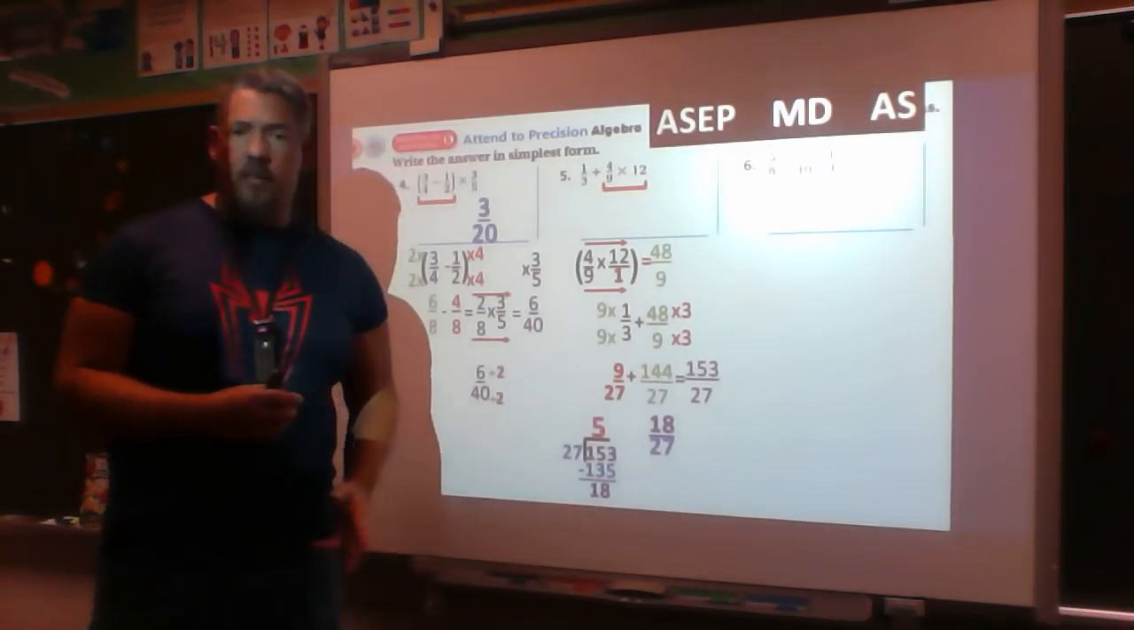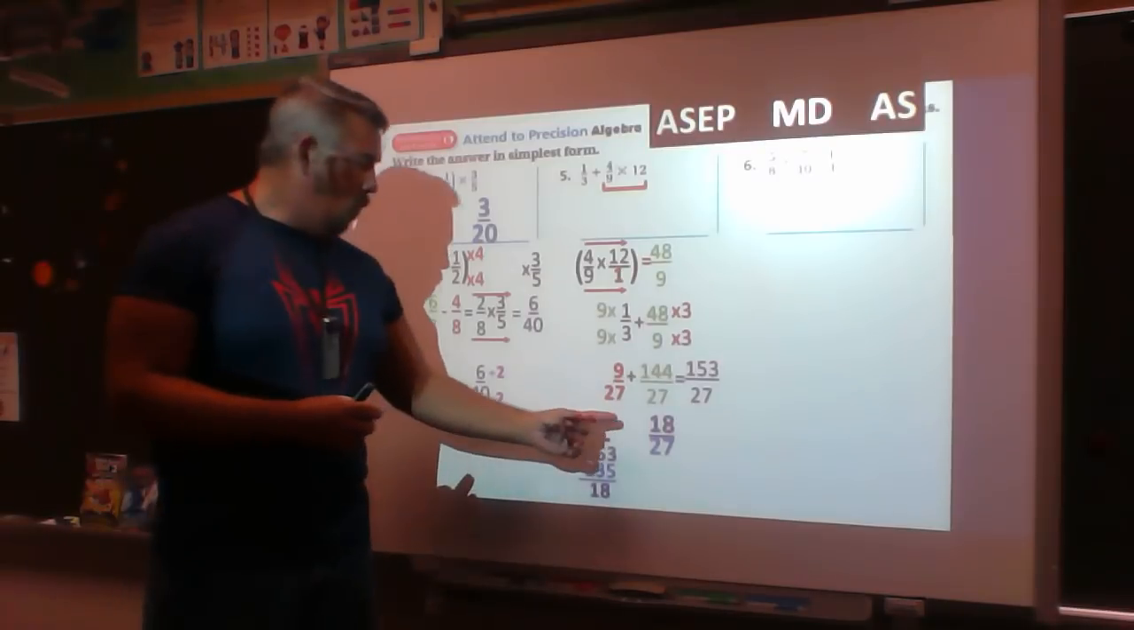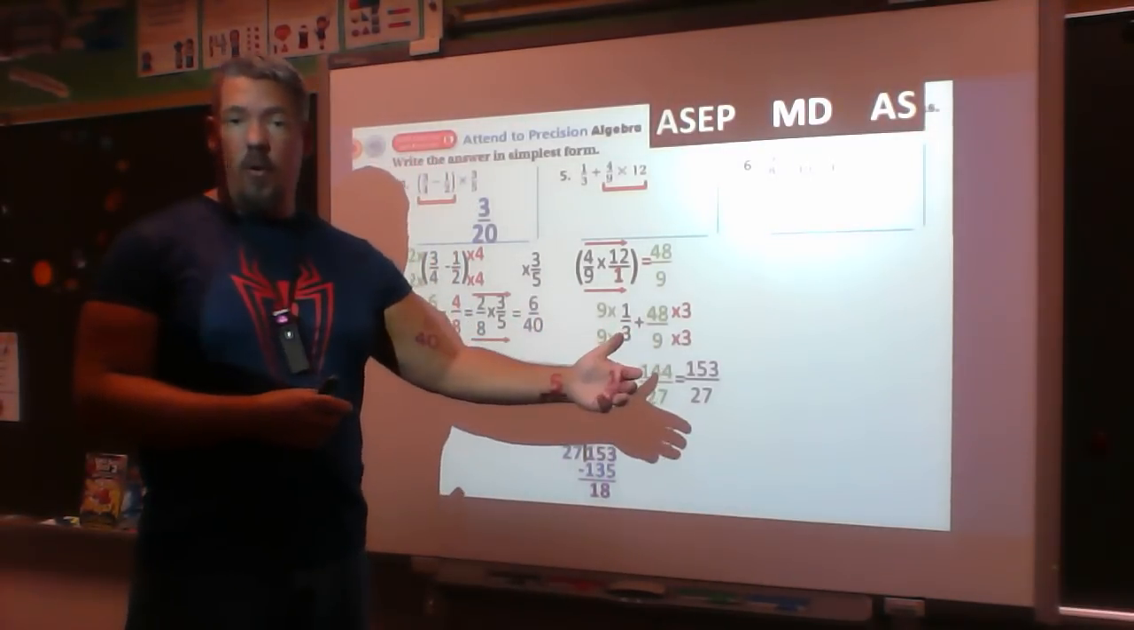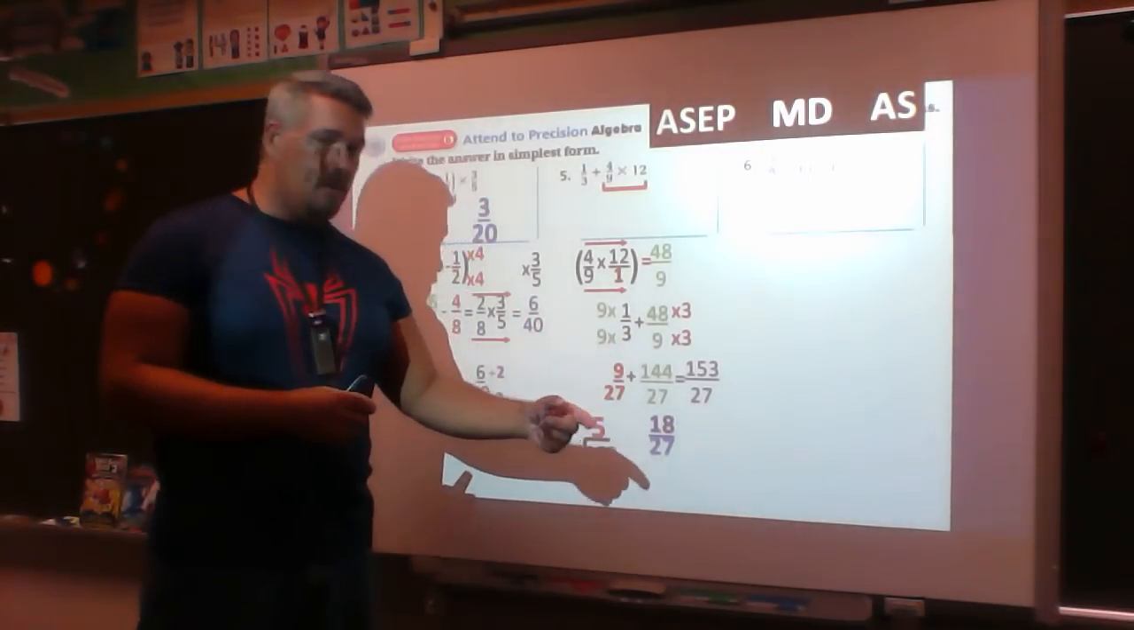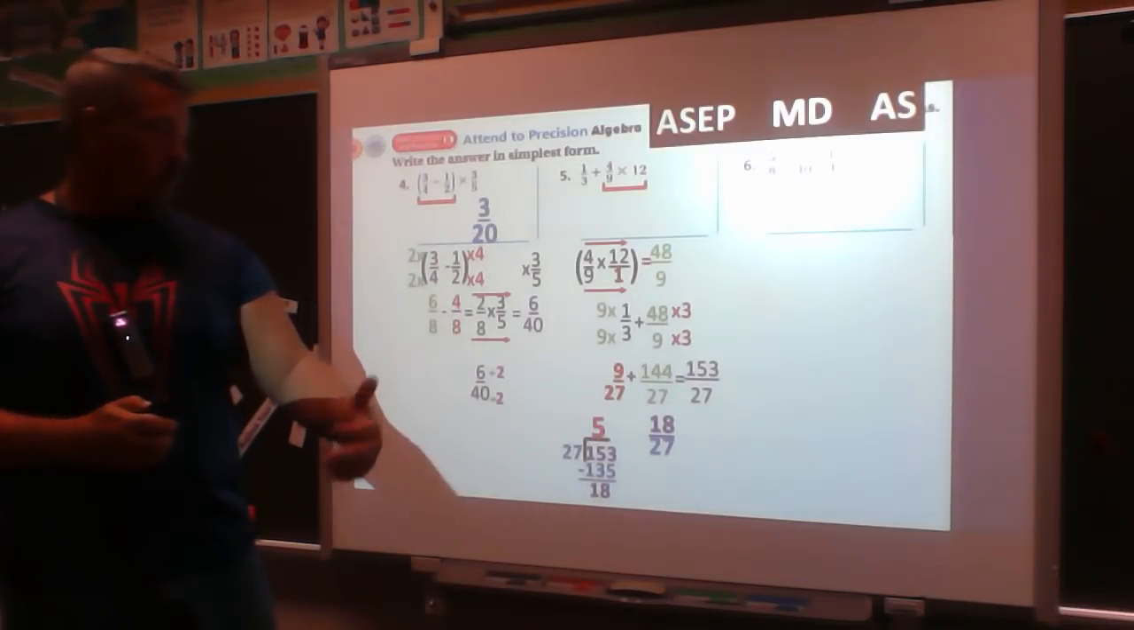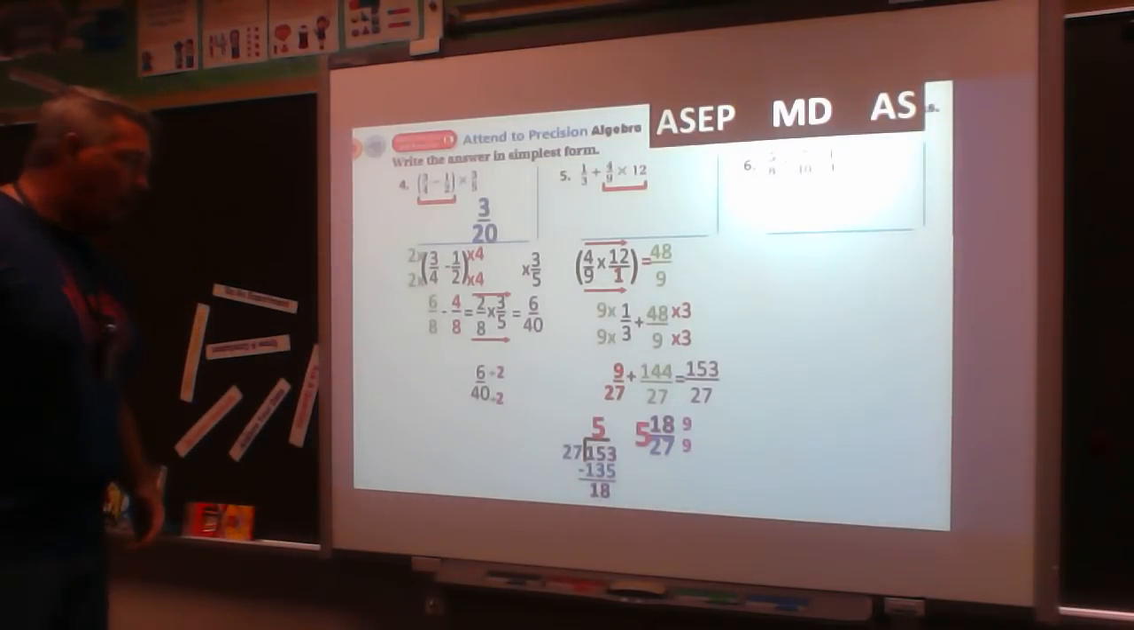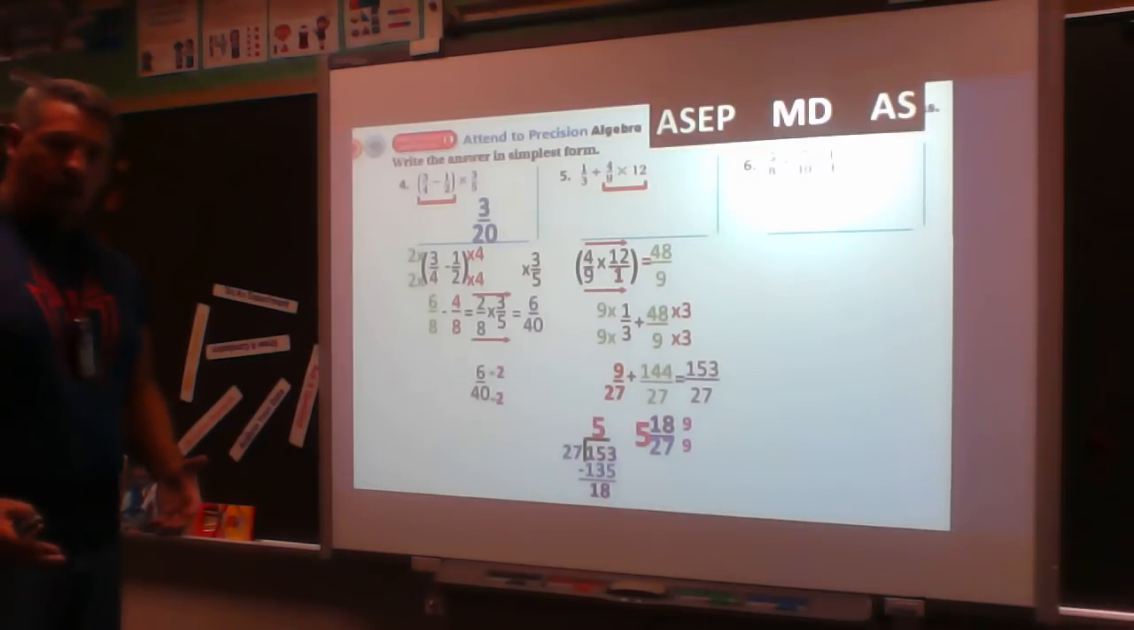They're not both even, so 2 won't go into them. 1 plus 8 is 9. 3 will go into 9. 2 plus 7 is 9, and 3 will go into 9 also, won't it? So I'm going to divide by 9.